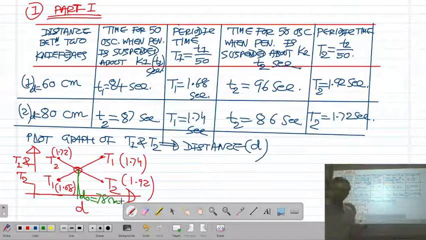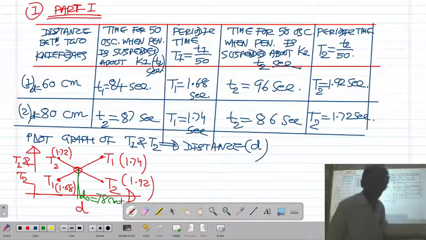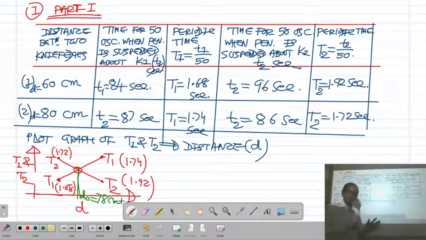Okay, I am not going to give you a separate assignment. I can put a synopsis for you, but I am not going to give a separate assignment. Okay, plot the graph. Connect the line T1, T1, T2, T2.